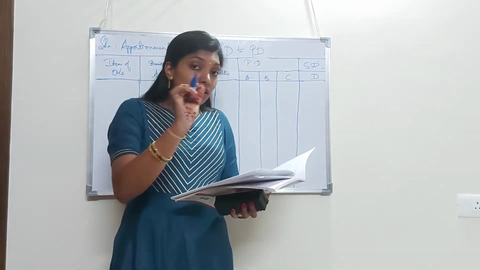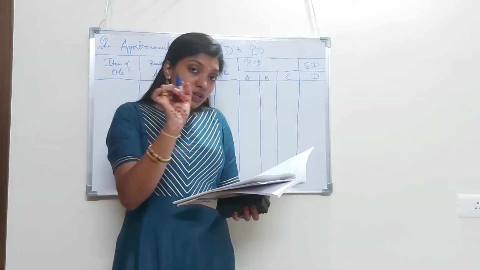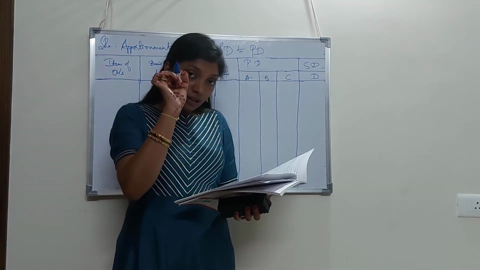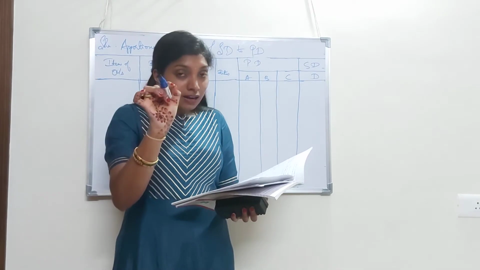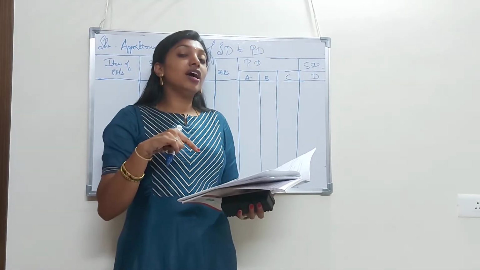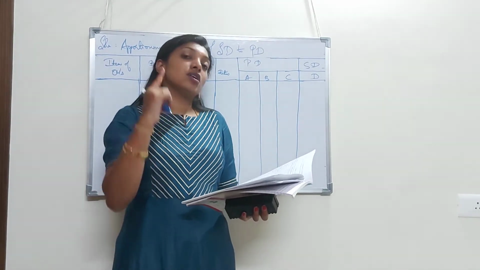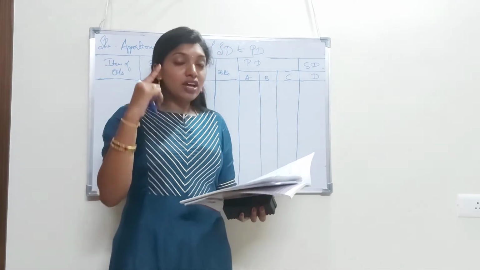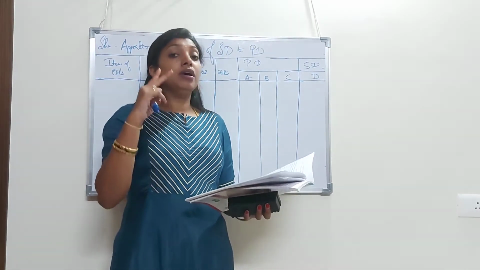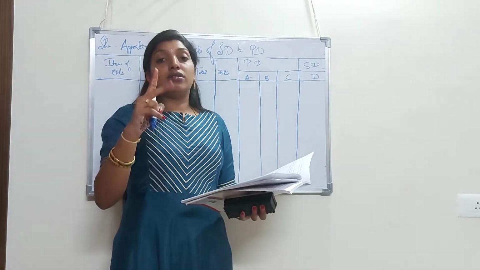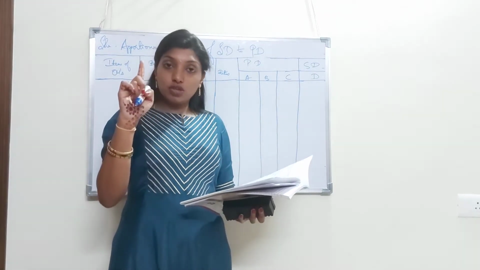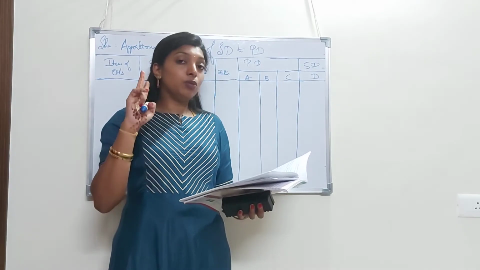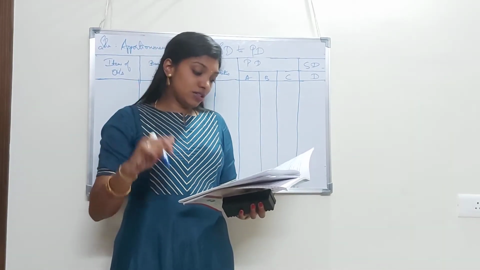Please underline reapportion. As soon as you find reapportion in your problem, you underline it, and immediately you should know that you are going to do two tables. One is the primary distribution, the other the secondary distribution. As soon as you get reapportionment in your problem, it is with two tables. The first table would be the primary distribution summary. The second table would be the secondary distribution summary.